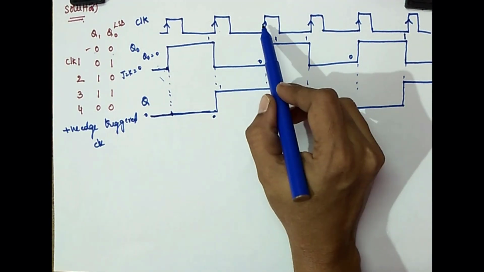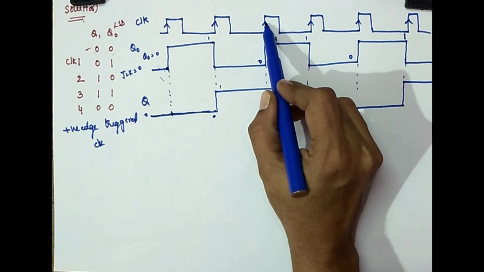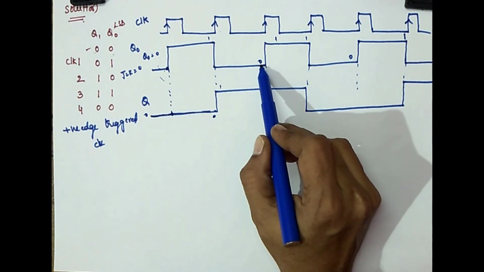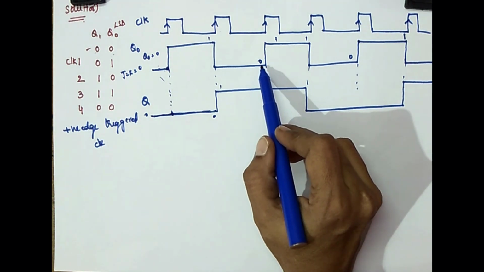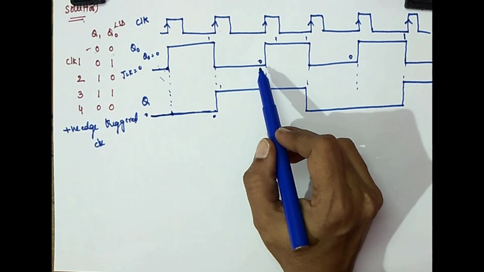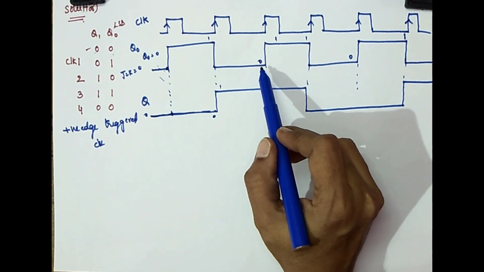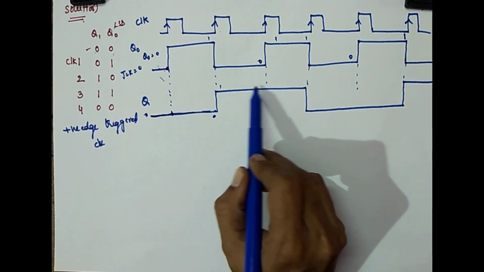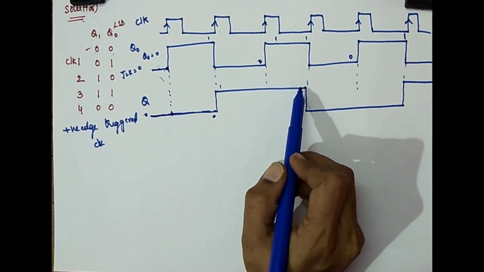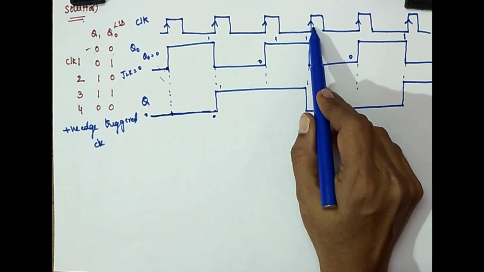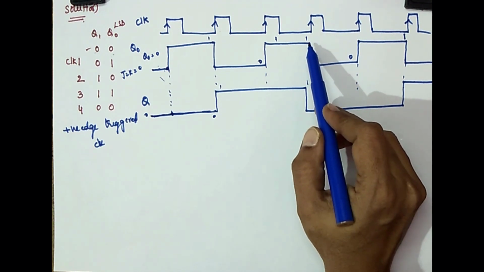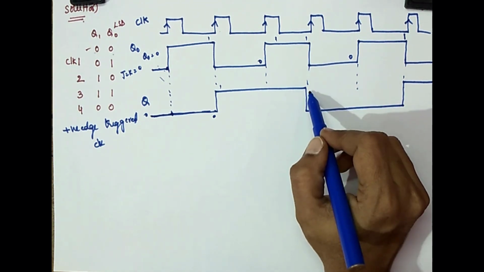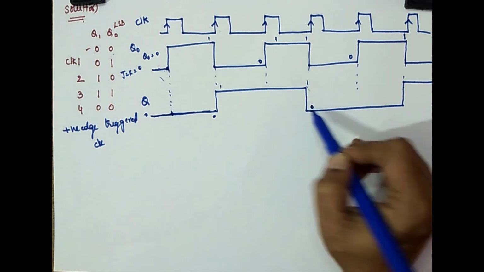Next, for the positive edge of the third clock pulse, what about Q naught? Q naught is 0, meaning J and K are applied with 0. So as J and K are 0, the JK flip-flop output will remain the same as previous. That's why it continues. And now at the fourth clock pulse positive edge, Q naught is 1 and that is given to J and K. So now as J and K are 1, what will happen? The JK flip-flop will go from 1 to 0.